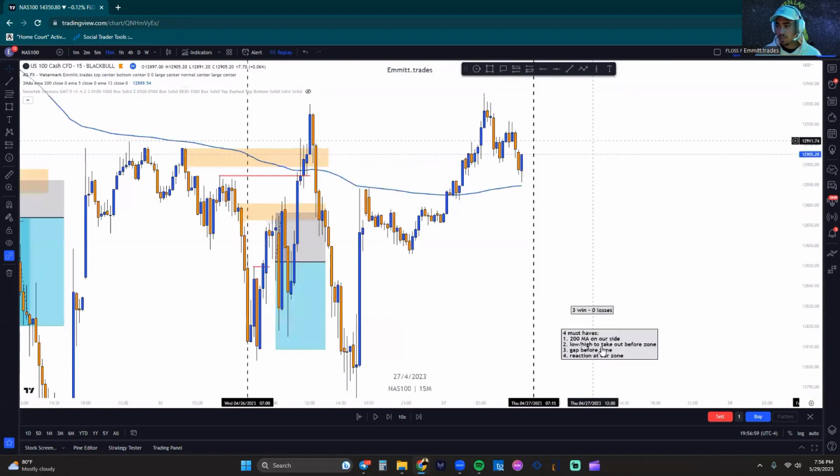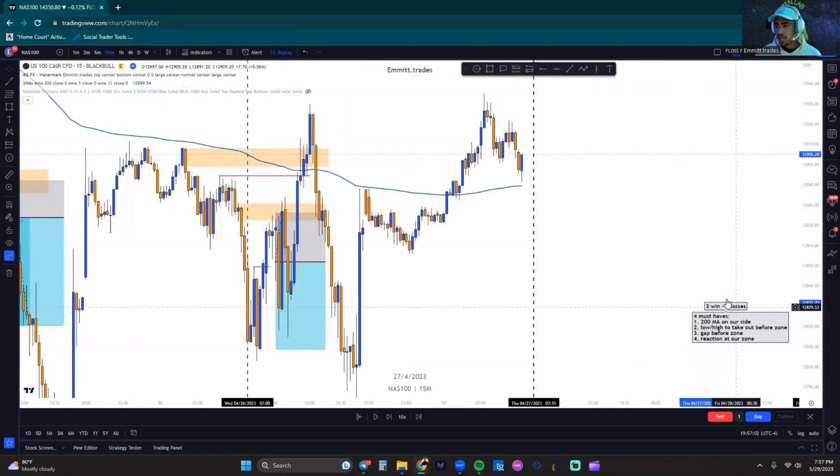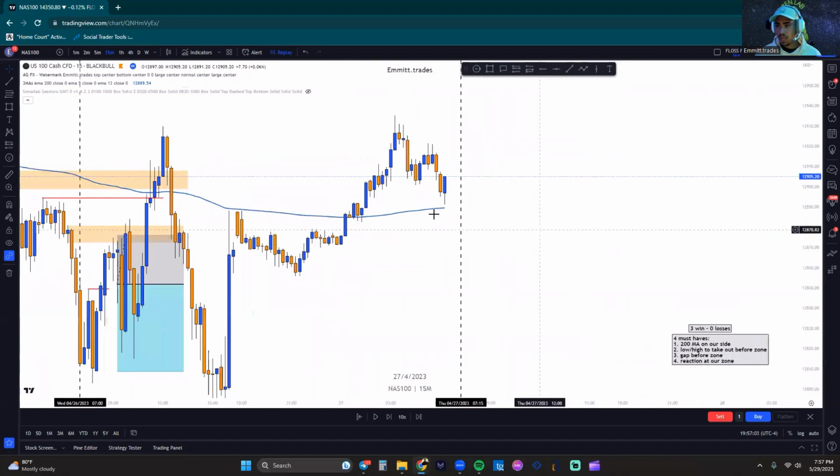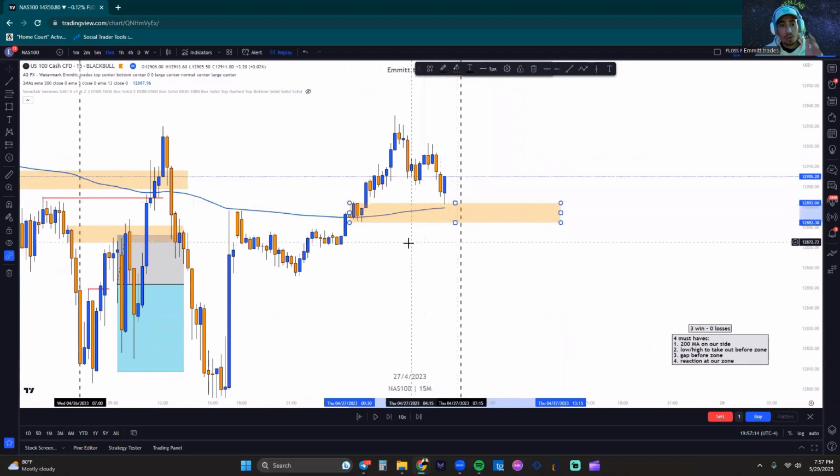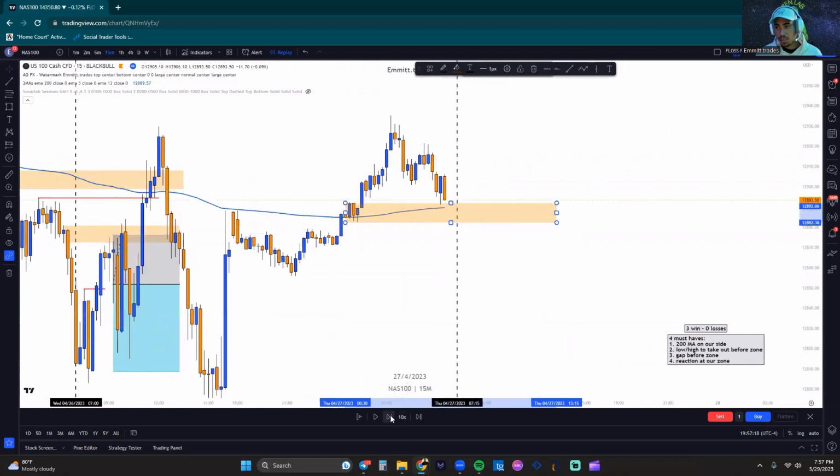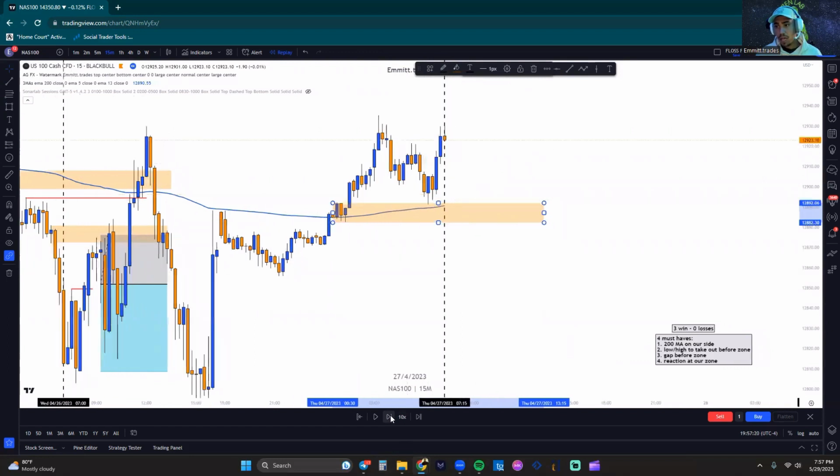Let's stick to the 15-minute. I'll put these over to the side again. Zoom in for you guys. Our 200 MA is telling us we only want buys. Okay, so we're already sitting in this supply here. It's before our trading time. I only take fresh zones. So this zone has already been tapped. So when it comes into our trading time, which is now, I'm not taking it anymore.